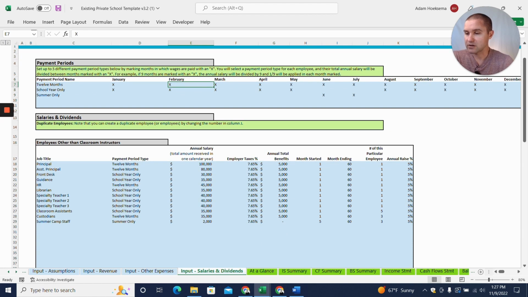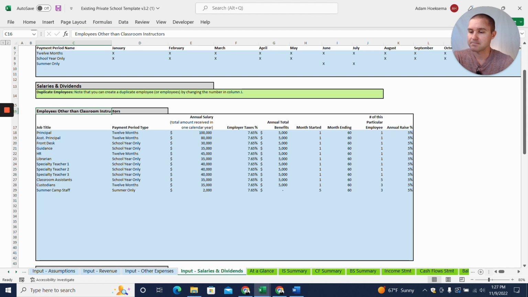And then what you can do is enter in all of your different employees here, and this first table is employees other than classroom instructors. Select what payment period type they'll have, what their annual salary will be, the employer portion of their taxes, cost for benefits, and what month this position starts. So again, since we're an existing school, they're all current employees, all starting in month 1. If you have future employees that you plan to hire, like let's say we don't have the summer camp staff yet, we're going to hire them in month 5 before the summer here.